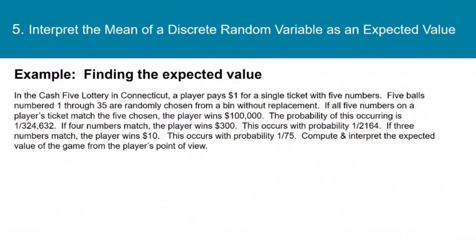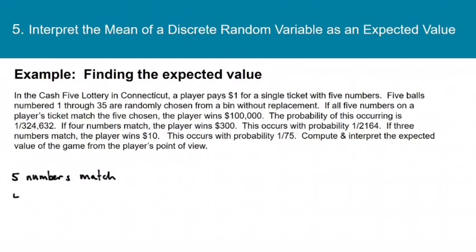This occurs with a probability of 1 out of 2,164. If 3 numbers match, the player wins $10. This occurs with a probability of 1 out of 75. Compute and interpret the expected value of the game from the player's point of view. Okay, there are a few different things that can happen here. The player can match all 5 numbers, or 4 numbers, or 3 numbers, or they lose.